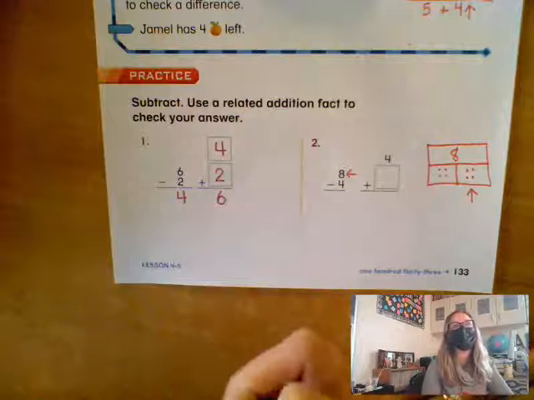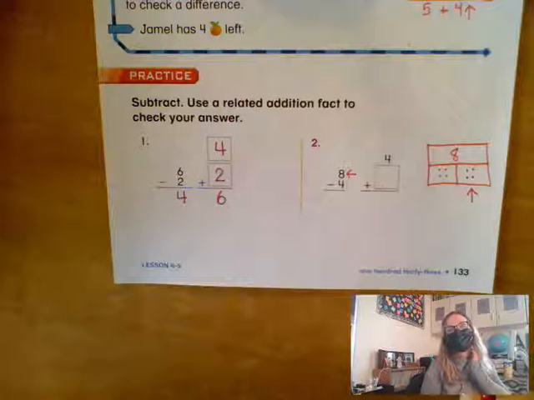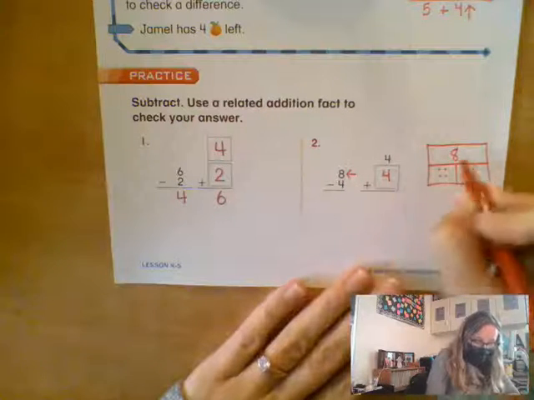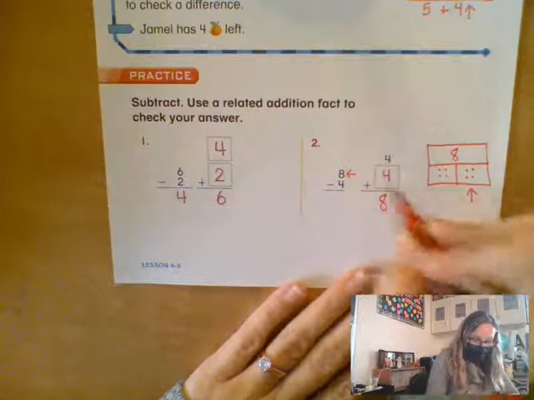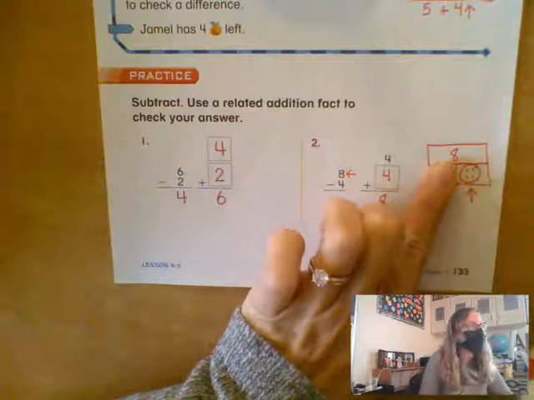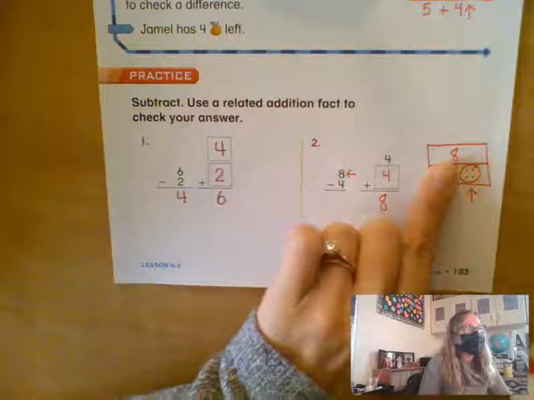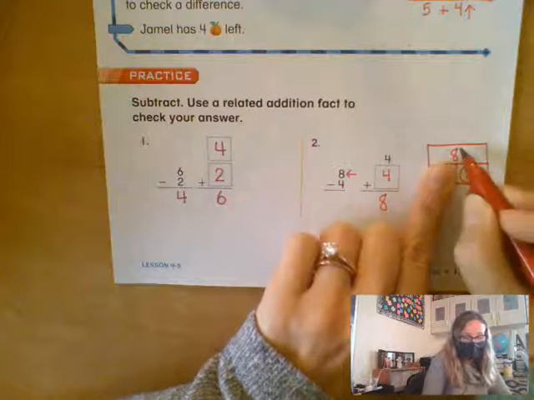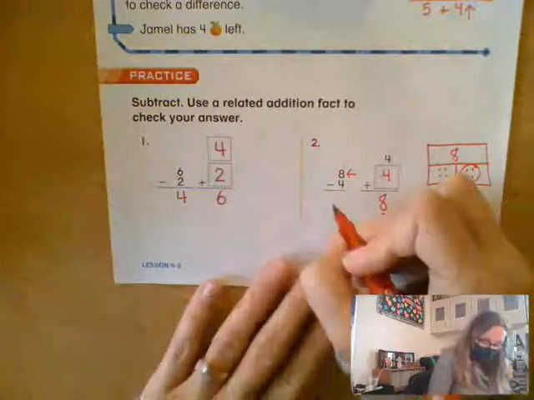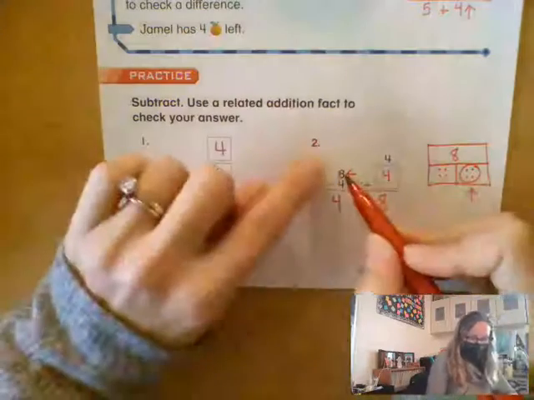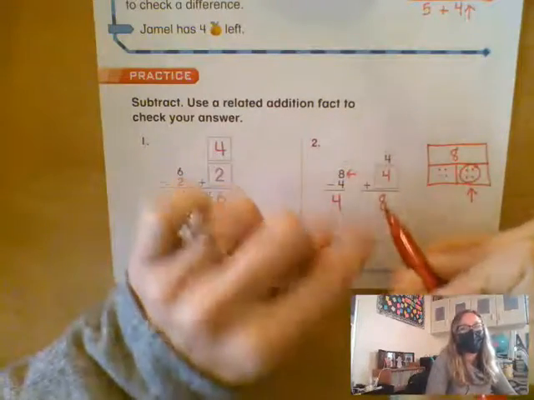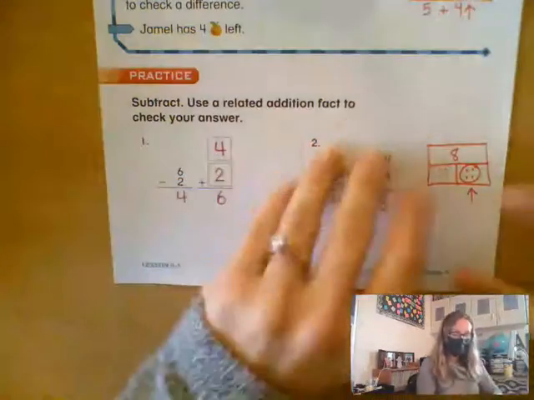Connor, how many did I add in that second box? 4. So if 4 plus 4 equals 8, then 8 take away 4 would leave me with, how many, Brooklyn? 8 take away 4 would leave me with 4. Good job. So I know that 8 take away 4 is 4 because 4 plus 4 is 8. All right, go ahead now, turn the page.